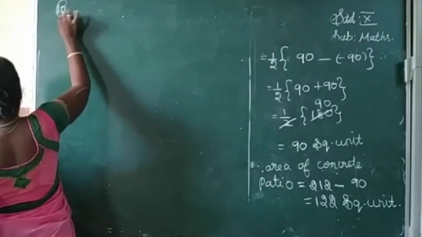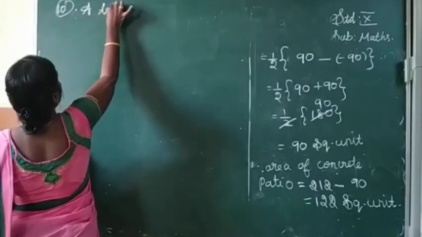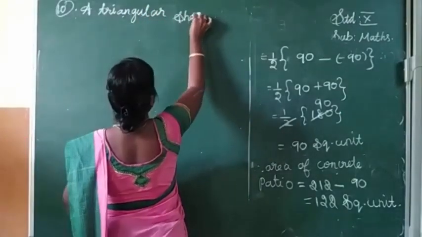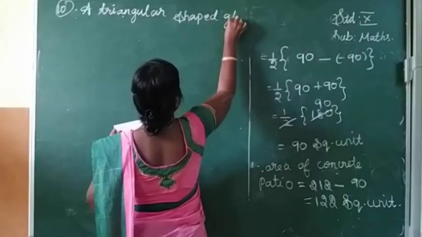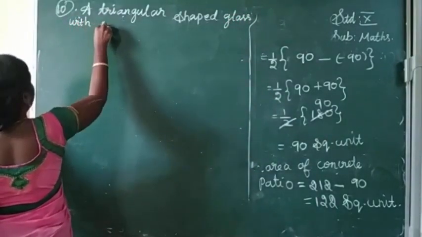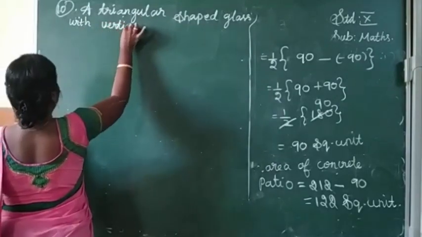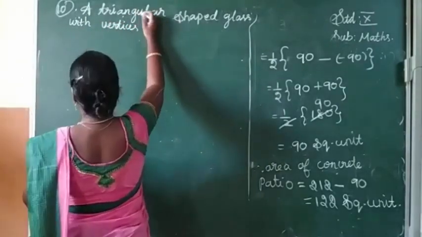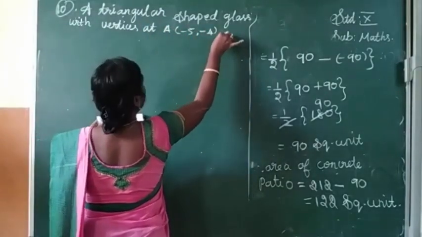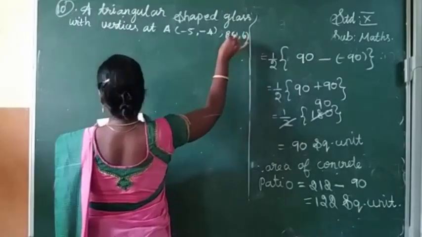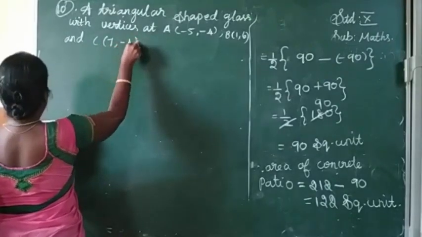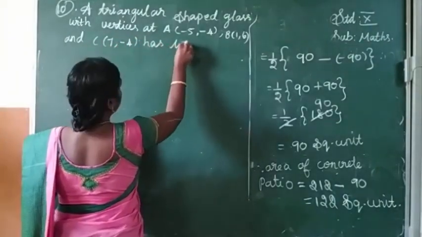Problem number 10. A triangular shaped glass with vertices at A of minus 5, minus 4, B of 1, 6, and C of 7, minus 4 has to be painted.